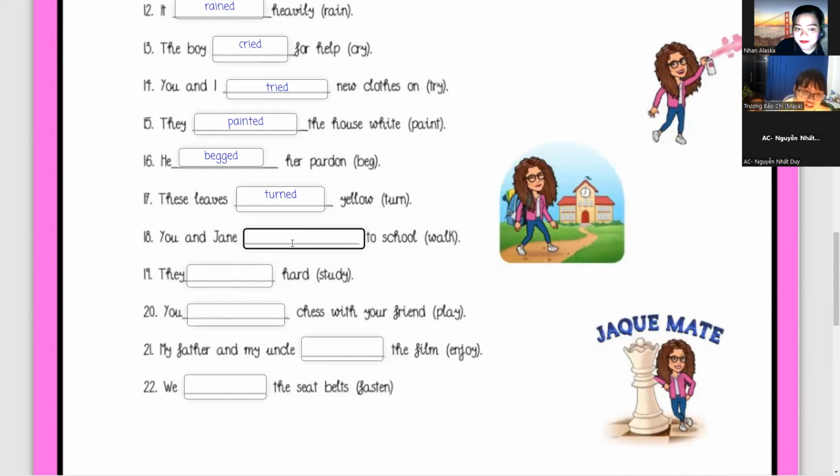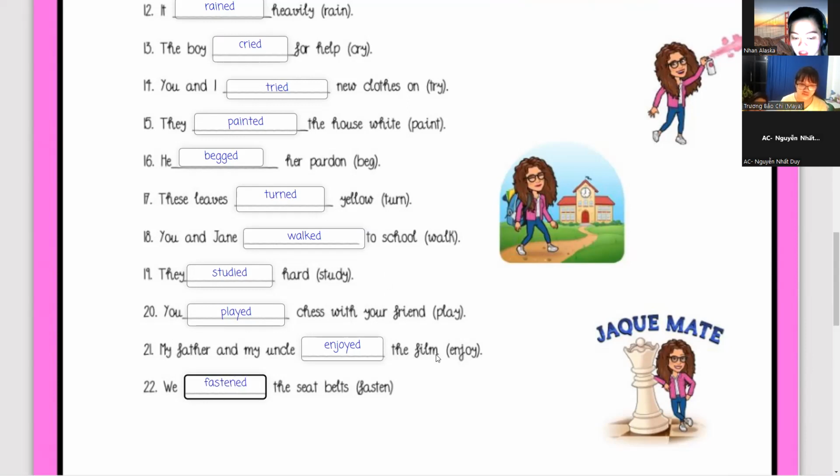18. You and Jane walked to school. 19. They studied hard. 20. You boys stayed with your friend. 21. My father and my uncle enjoyed the film. And 22. We fastened the seatbelt.